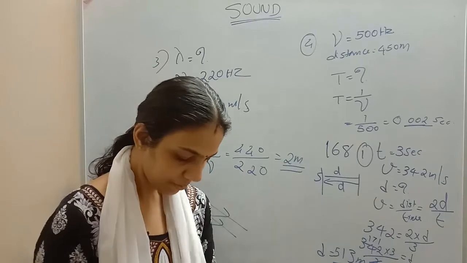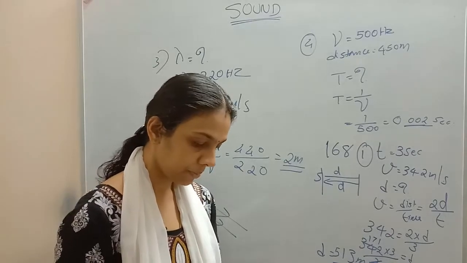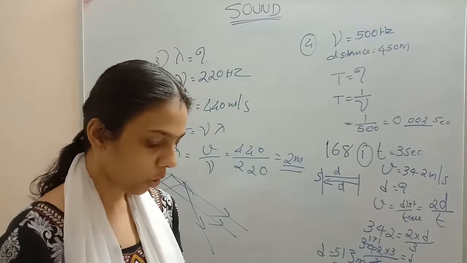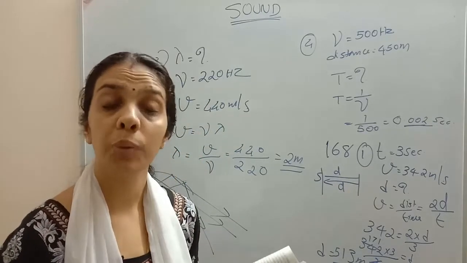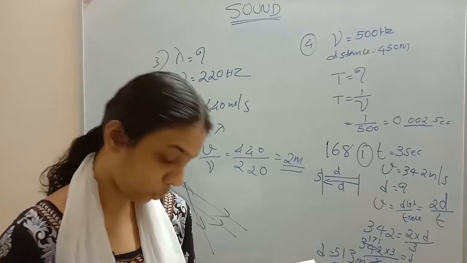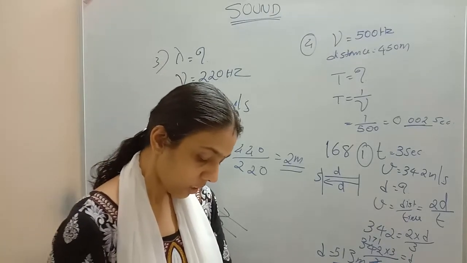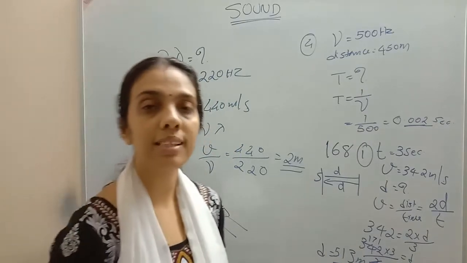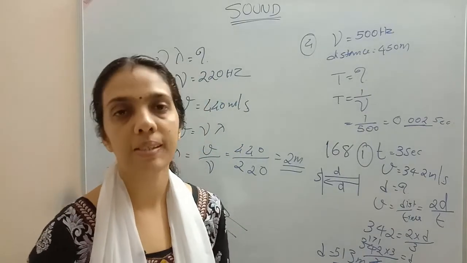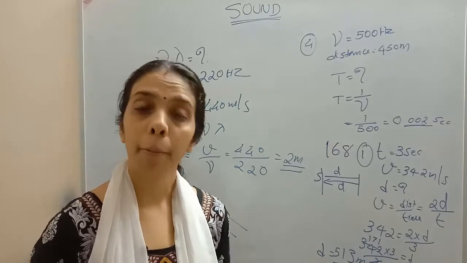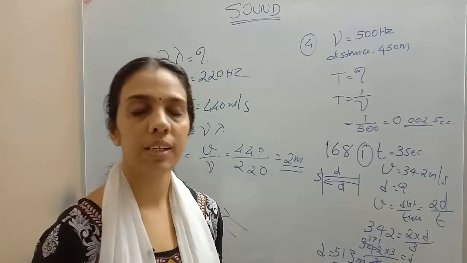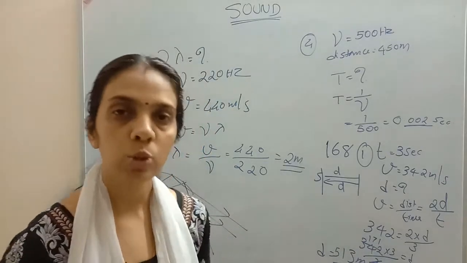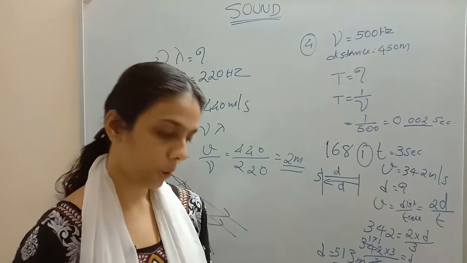So next is, what is the audible range of the average human ear? 20 hertz to 20 kilohertz. Then what is the range of frequencies associated with infrasonic sound? Infrasound means below 20 hertz, and ultrasound means above 20 kilohertz. If it is above 20 kilohertz, it will be an ultrasonic sound wave, and if it is below 20 hertz, it will be an infrasonic sound wave.